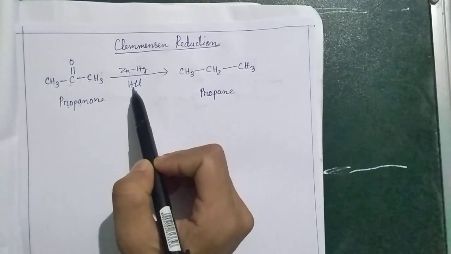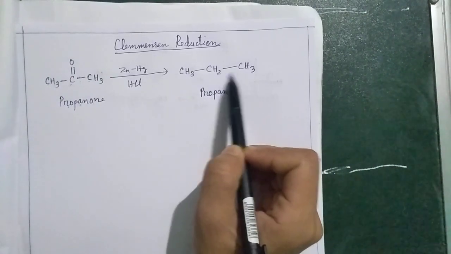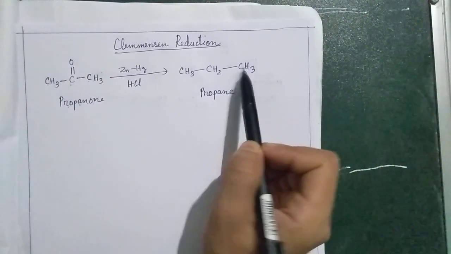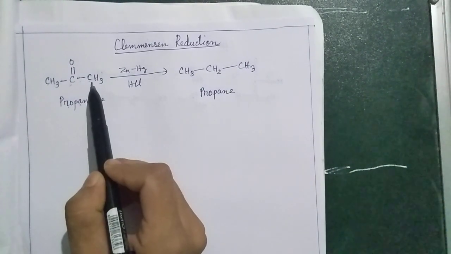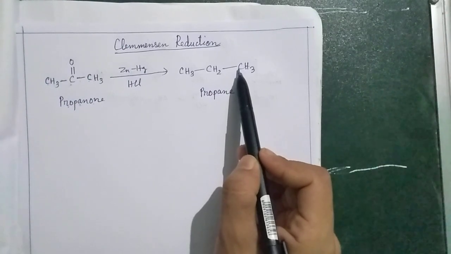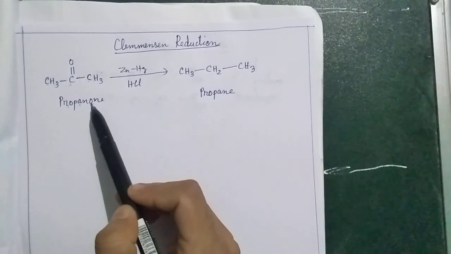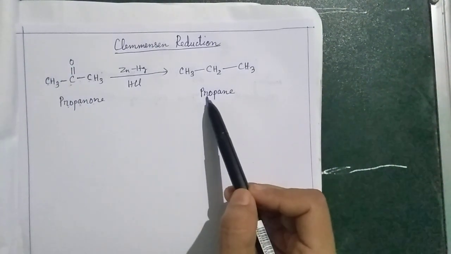That is zinc amalgam in the presence of acid, that is hydrochloric acid, and it changes into the corresponding alkane. We started with what number of carbons in the propanone chain? 1 2 3, and what did we get here? We get here 1 2 3, so this is propane. So that means propanone has changed into propane.